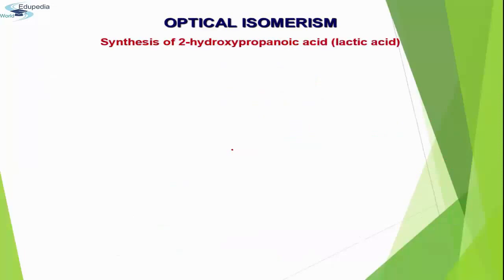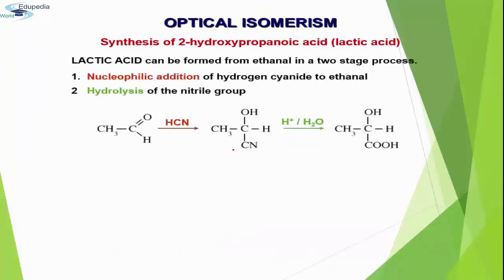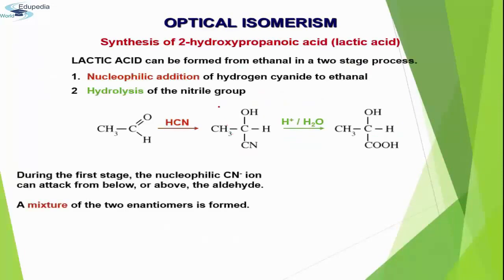Okay, for example, let's see the synthesis of lactic acid. This is just to give you a brief idea about how optical isomers are formed. It is not part of your syllabus. It is just to give you an insight. For example, we are preparing lactic acid, so it can be prepared from ethanol in two stages.